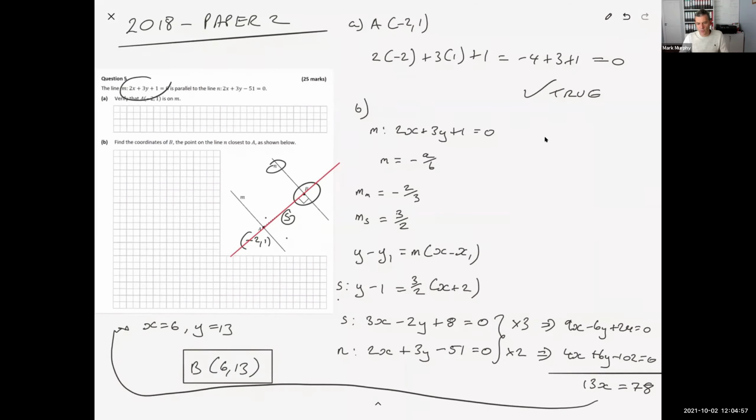Okay, so we solved for x. And basically what I did here, I didn't show it, but I would have just plugged x equals 6 into one of these formulas, the S here. So you put in 3 times 6, which is 18, minus 2y plus 8 equals 0. You would have got y equals 13. Okay, I'll just leave that there for a second for you.